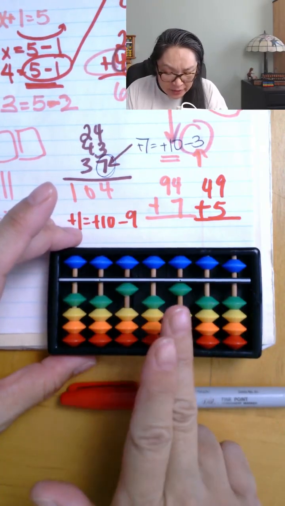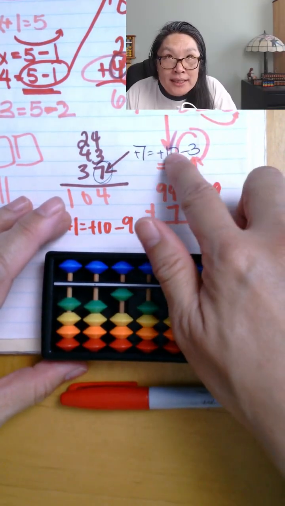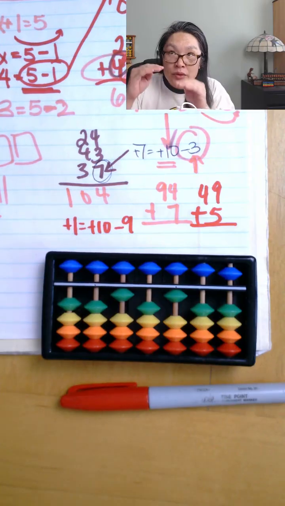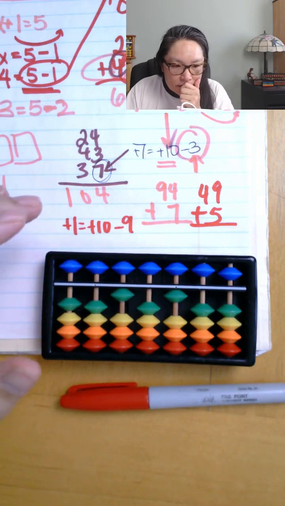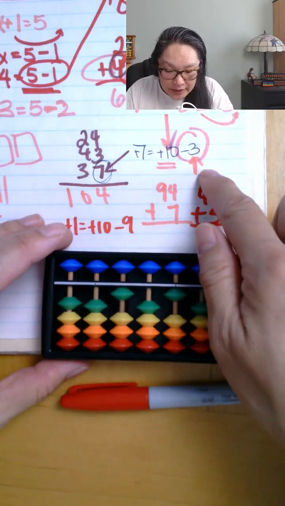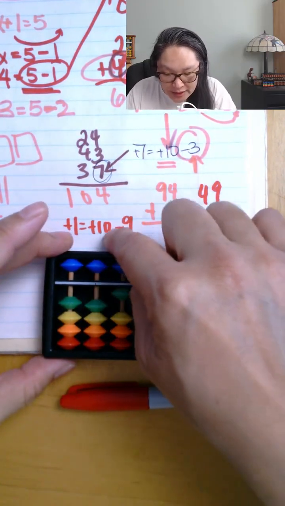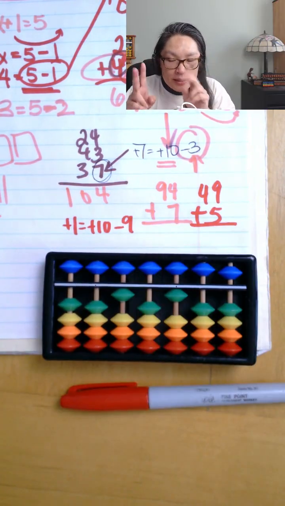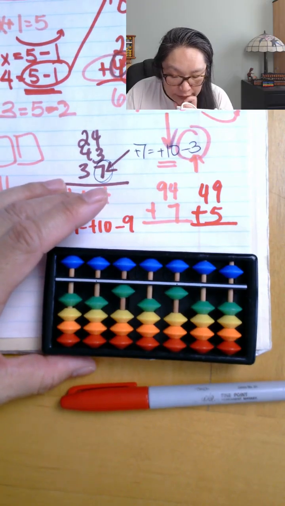So it doesn't matter the process, it doesn't matter what step you use. It just matters what add-in you're using, if that makes sense. So if you want to keep track of it, you can do minus the 3 first and then plus the 10, or minus the 9 first and then plus the 10. It just doesn't matter. It just depends on what your flavor is.